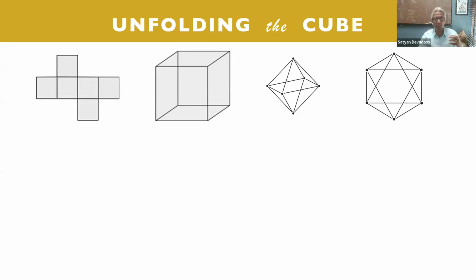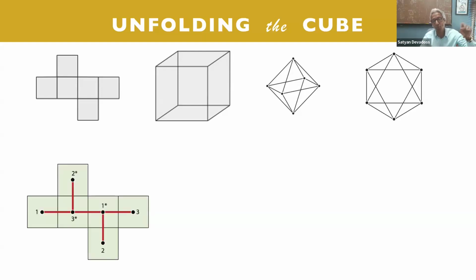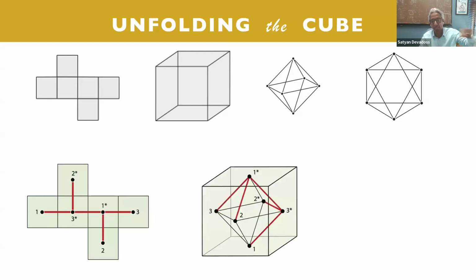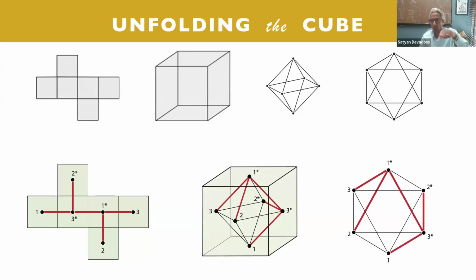But this is what I'm interested in so far. And what I'm going to be doing is, if you have an unfolding, then this corresponds to a spanning tree on this graph, because the unfolding itself needs to be connected and it can't have cycles, right?